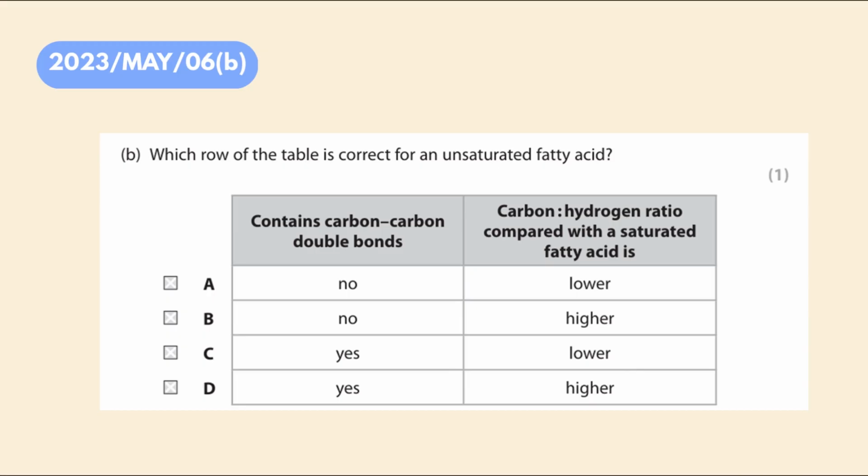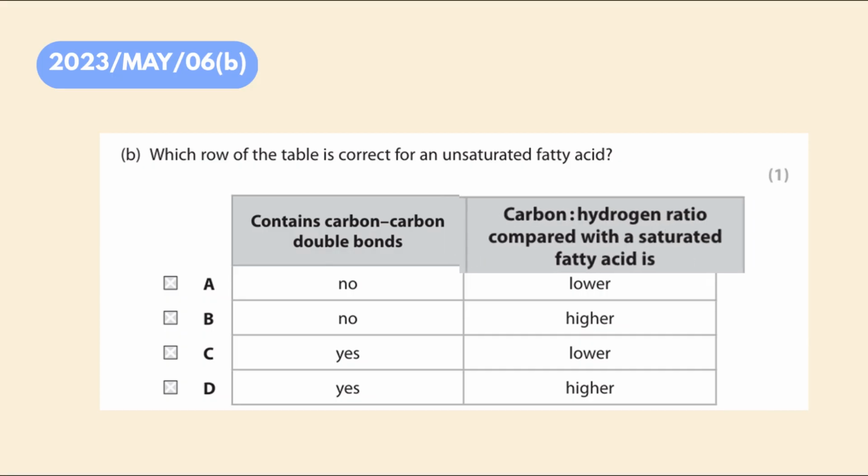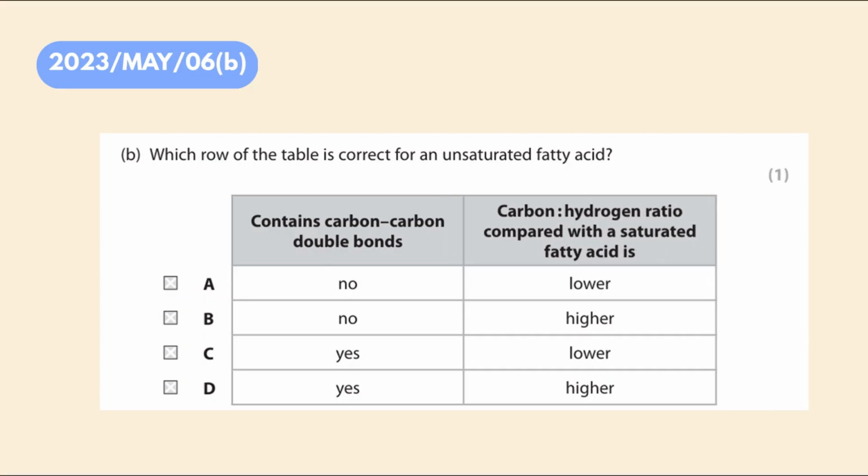Another question is from the May 2023 paper. This question is very similar to the October one, but this time it focuses on an unsaturated fatty acid. Unsaturated fatty acids do contain carbon-carbon double bonds, and when compared with saturated fatty acids that have the same number of carbon atoms, unsaturated fatty acids have a higher carbon to hydrogen ratio. This has already been shown numerically. So the answer is very simple. Yes, and then higher than the saturated one.